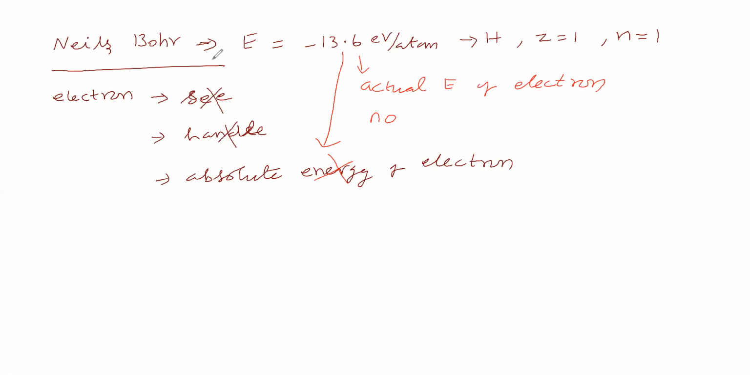So that means Niels Bohr thought something and he got this value. So what is his thought? From that thought, how did he get this value? That we will see. This is not the actual value of the energy of the electron. That is the conclusion.